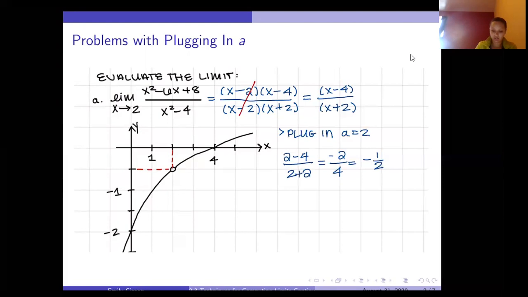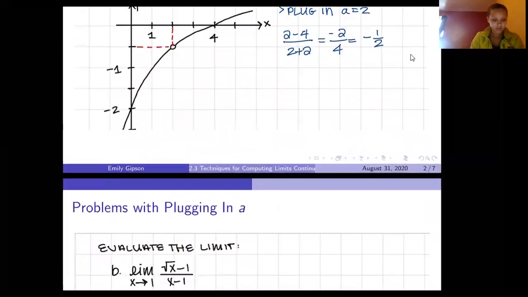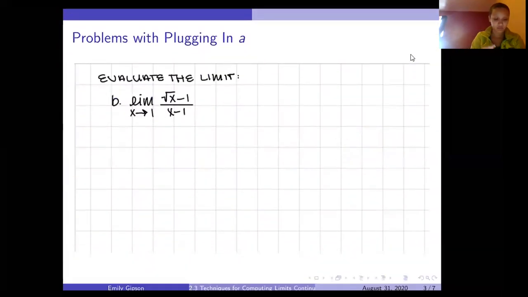So that's one technique. You can always factor polynomials and see if anything cancels out. The next technique is a little bit more involved and a lot less intuitive, but I want to show you that you can still do things even if things get complicated. There's still stuff that you can do. So let's look at another question where we have a problem with just plugging in the value a.